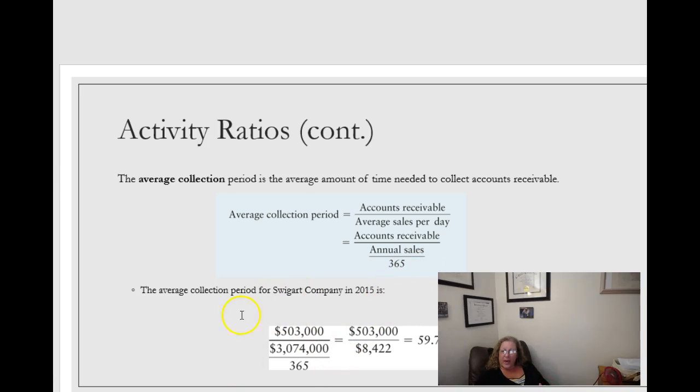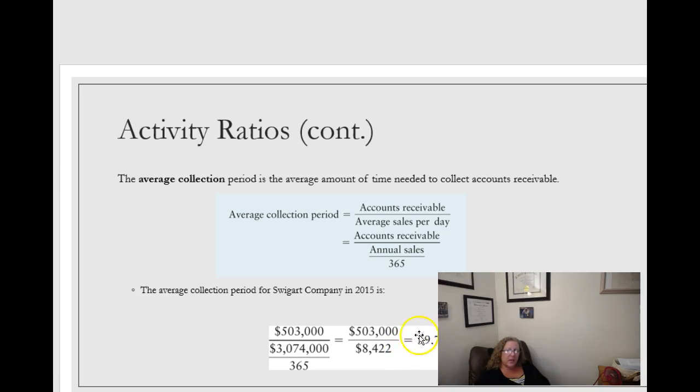So if we work that out for Swigert Company, my fictitious company, it would be 503,000. That's our accounts receivable balance. And our annual sales were 3,074,000. We divide that by 365. That gives us average sales per day of 8,422. And we divide that out. We see that it is taking us 59.7 days to collect an accounts receivable.